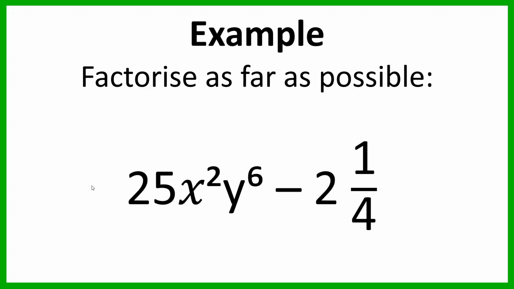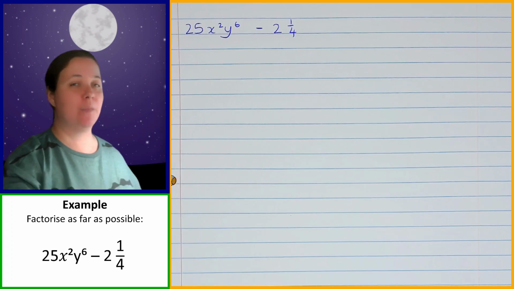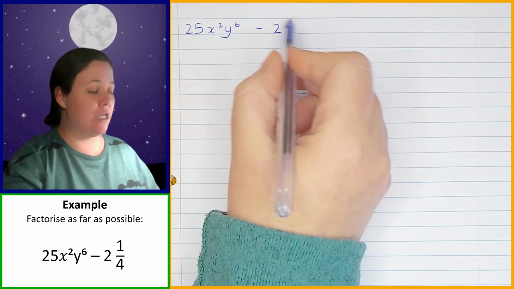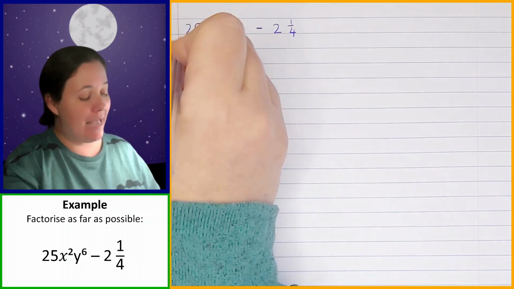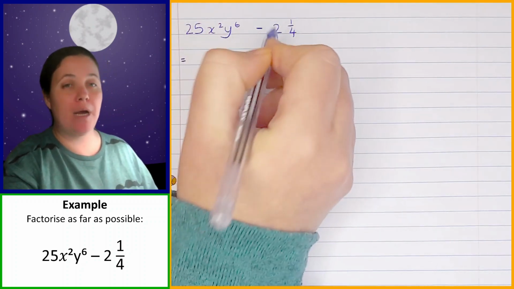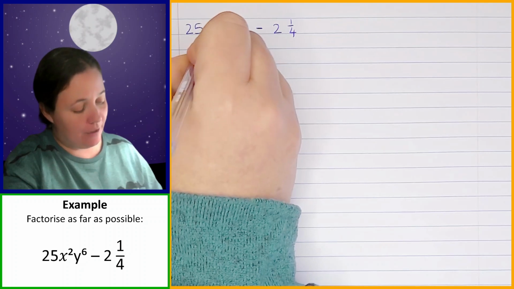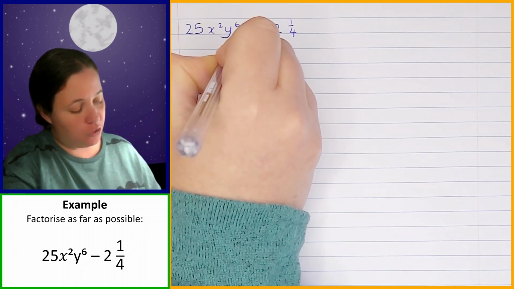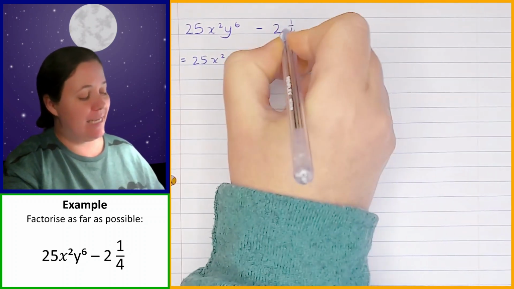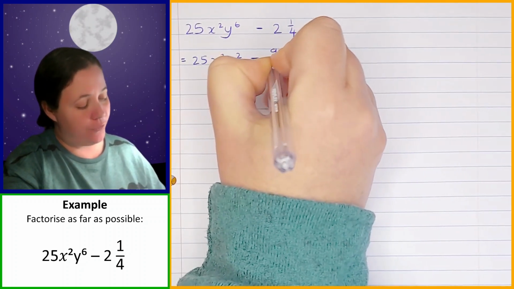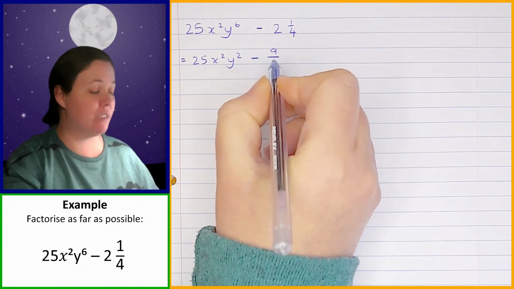Okay, so let's have a look at how we would factorize this expression. So the first thing we're going to do is this 2 1/4 is a problem for me. I can't do anything with it as it is. I have to change that to an improper fraction. So 25 x to the power of 2 y to the power of 6 minus 2 1/4 is the same as 9 over 4. Now that is super important.